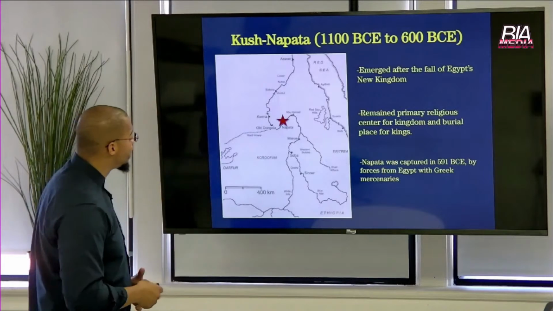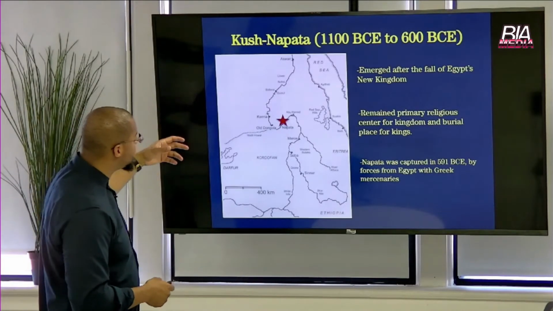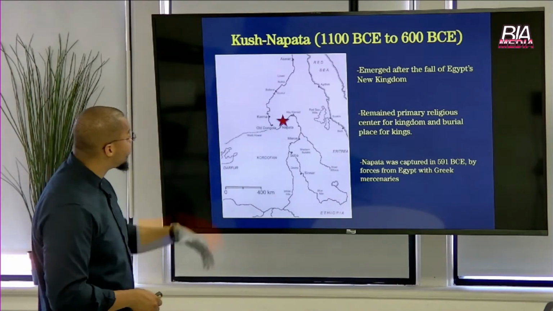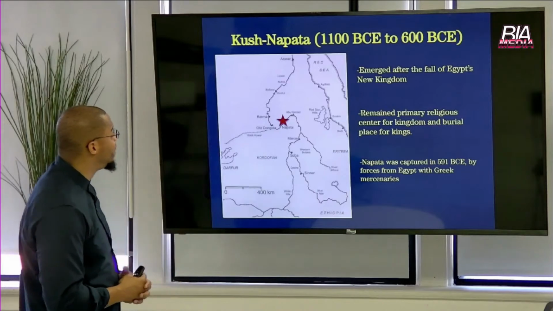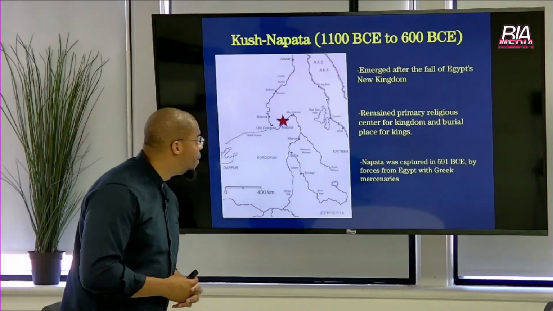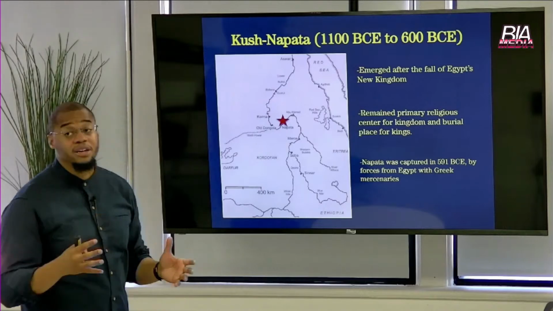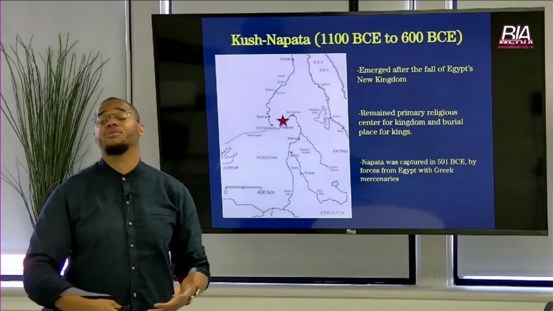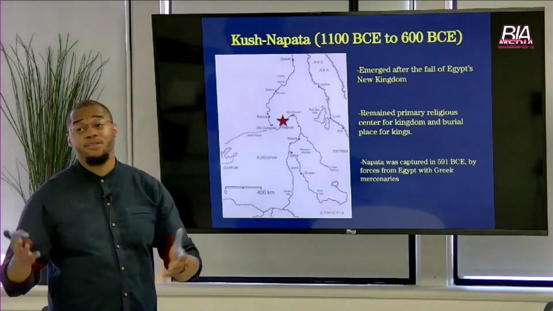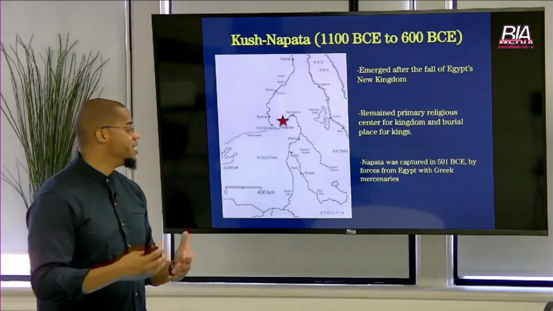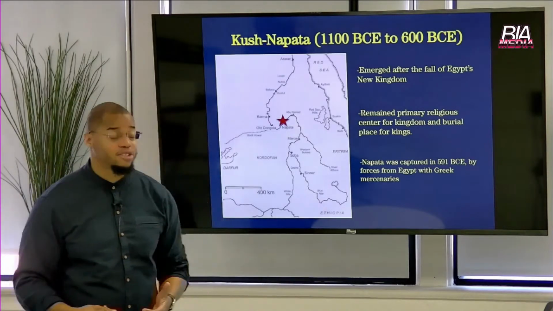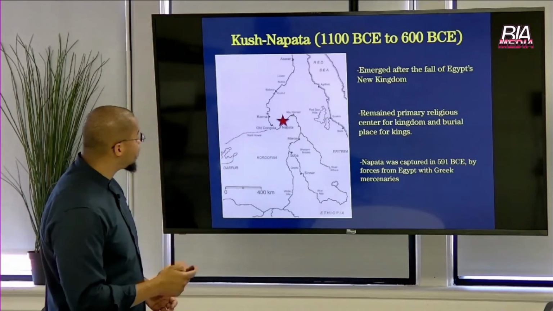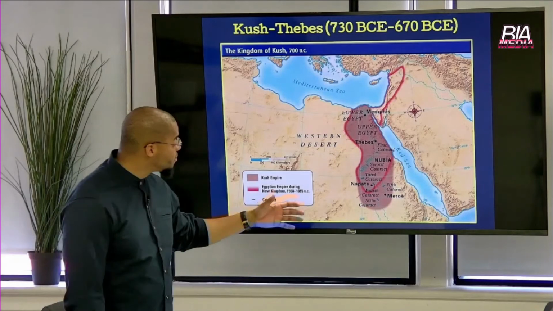At the same time in Kush, you have Kush developing. They had a new capital that's further south in Napata. That was the capital of Kush from around 1100 BCE to 600 BCE. After Egypt's New Kingdom falls, because not long after the 19th dynasty, we have a couple of dynasties, but the New Kingdom falls, just like kingdoms do. Egypt goes into a third intermediate period, and then Egypt ends up being conquered by a number of other outside groups, including the Nubians.